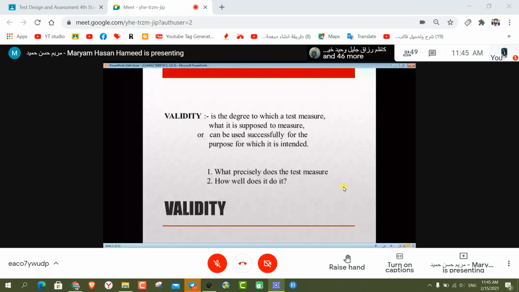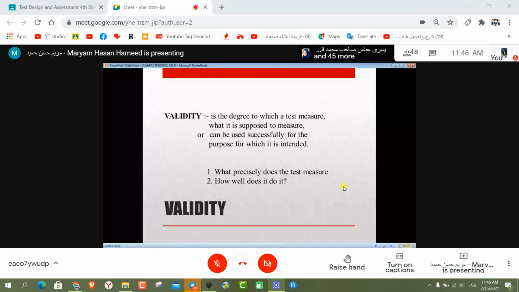So if you want to know whether your test is a valid one or not, as I said, you have to put in your mind as a teacher two questions. The first one, what precisely does the test measure? Okay, which skill or which one of these three components, I mean language components, or for example, which chapter, which unit, okay? How well does it do it? Okay, by using which style or which question or what, okay? That is what we mean by validity.